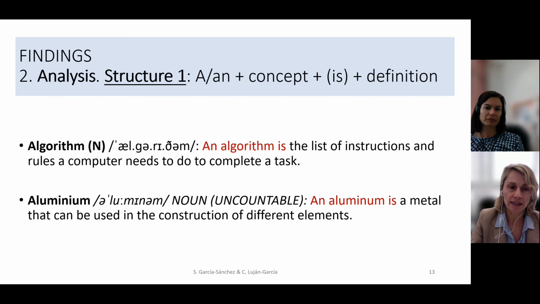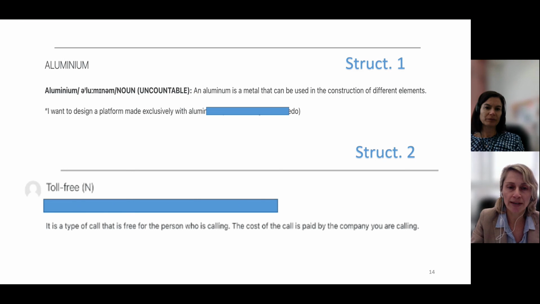In the next slide, we also wanted to show you an example of structure number 2, also extracted from the online glossary in relation to the concept toll-free, which is also a noun. This is the category of the term. And as you can see, it is a type of call that is free for the person who is calling.